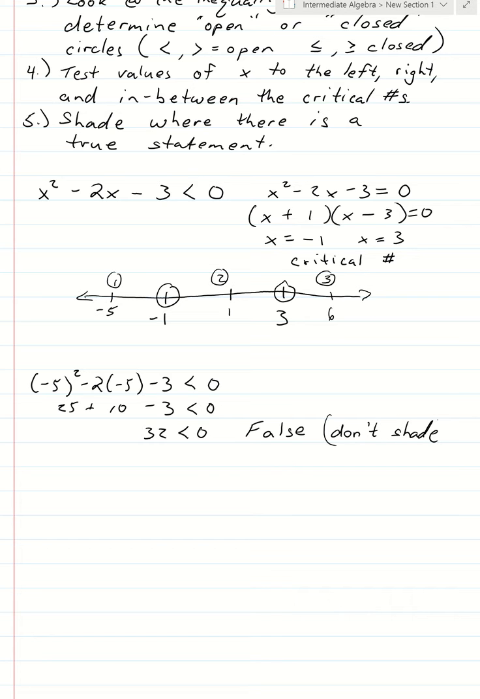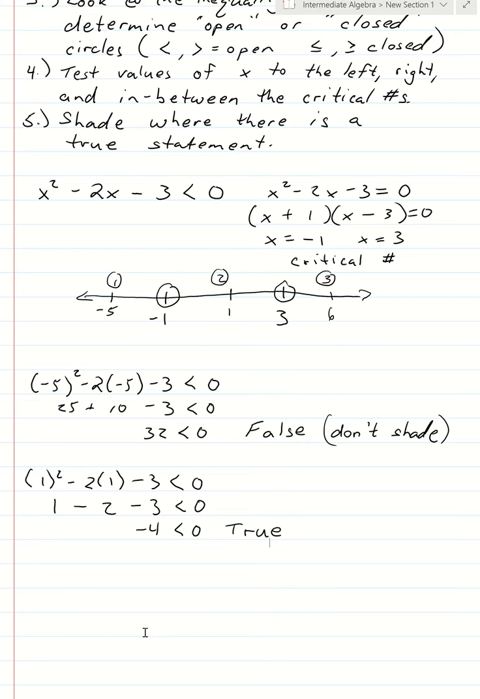Okay. Let's try now region 2. In region 2, I picked the number 1. Let's plug in 1 back into the original inequality. That would give us 1 squared minus 2 times 1 minus 3. Is that less than 0? Well, let's take a look. 1 squared would be 1. Negative 2 minus 1 would be a minus 2 minus 3. Is that less than 0? 1 minus 2 minus 3 would give you a negative 4. Is negative 4 less than 0? That's true.